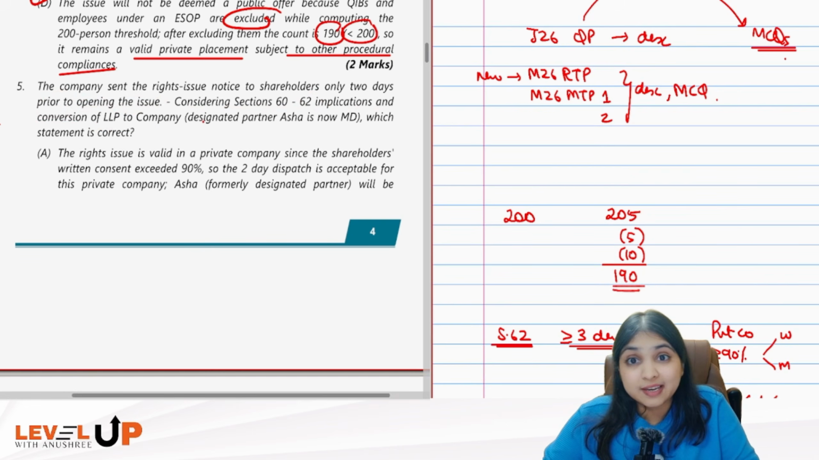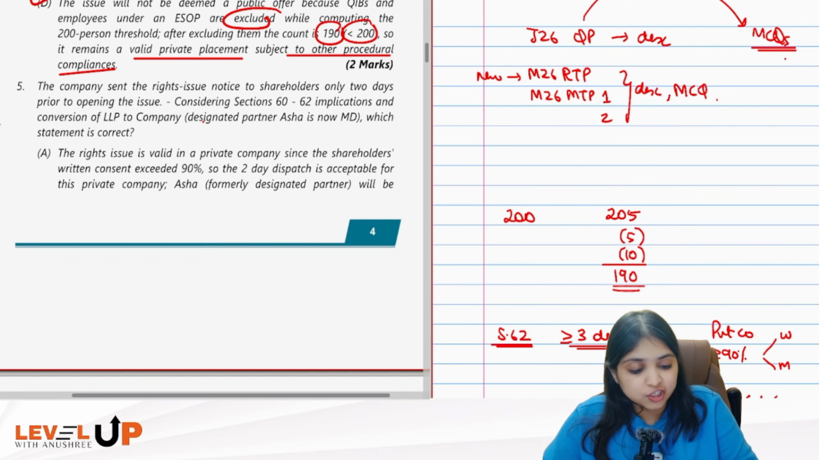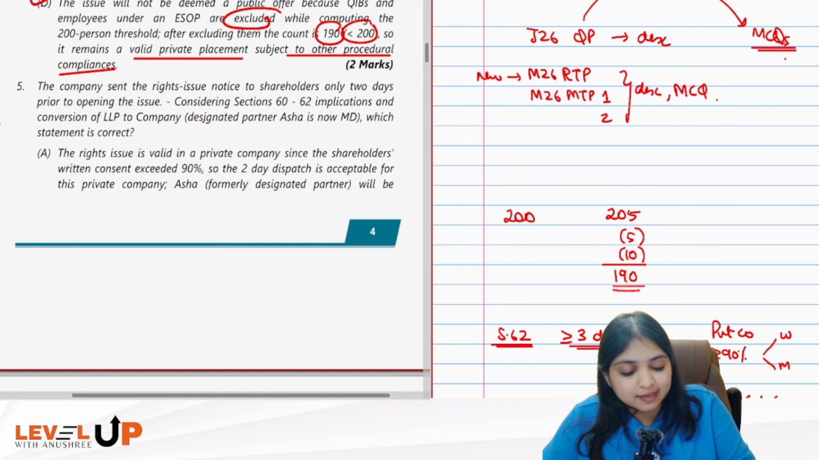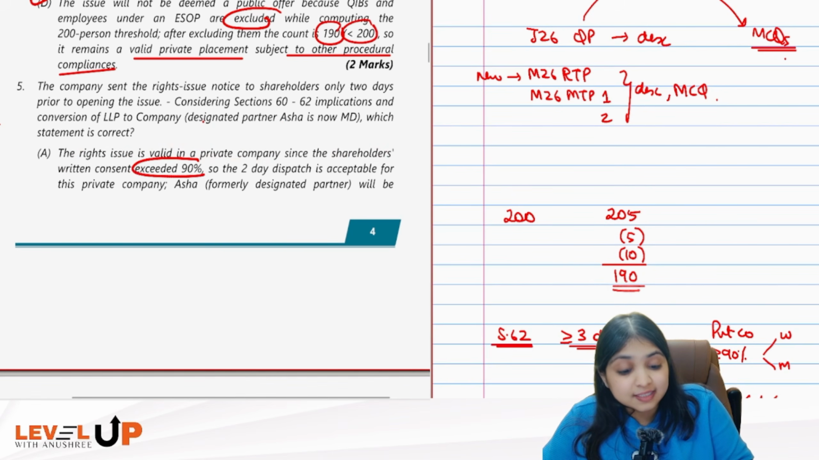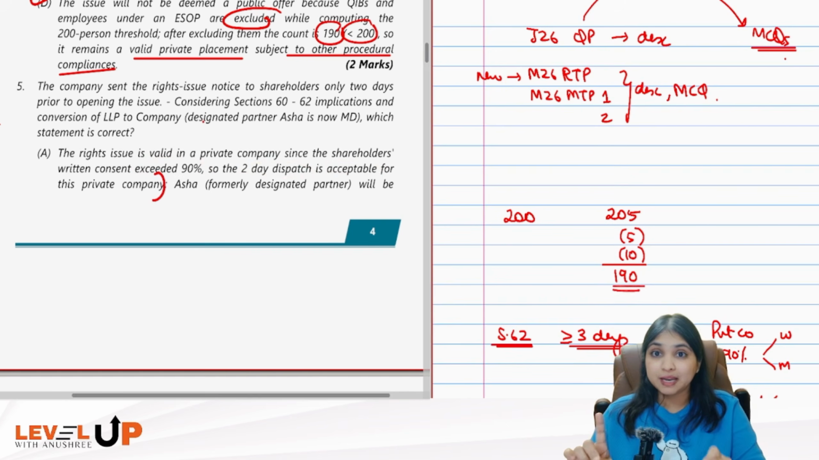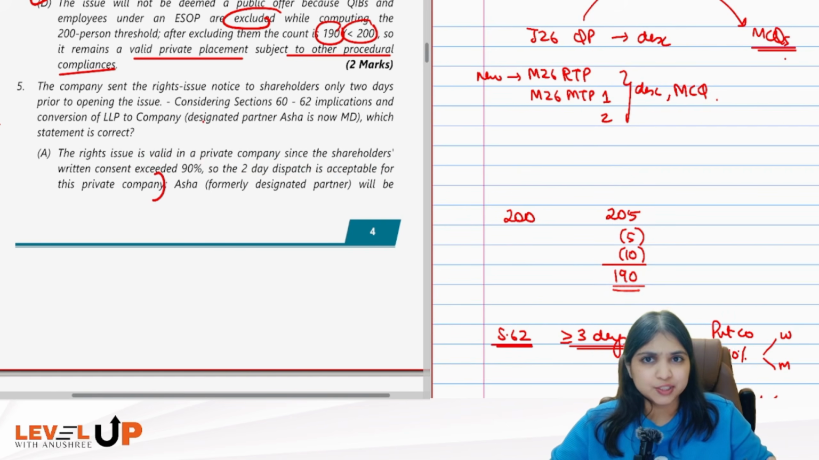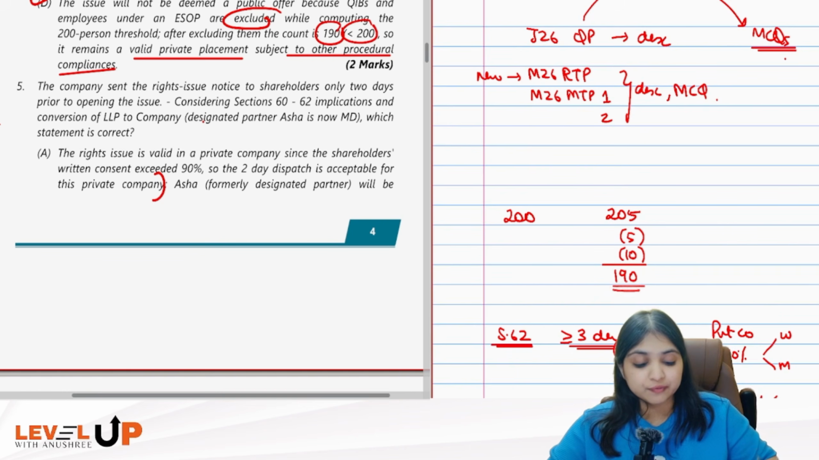Remember, it was an LLP earlier, which later got converted into a company. Asha was designated partner earlier. She is now the managing director. Which statement is correct? The rights issue is valid in a private company since the shareholders' written consent exceeded 90%. So, the 2-day dispatch is acceptable for a private company. Correct, guys? It's a private company. It is a shorter notice, but we have the consent of at least 90% of the members. So, therefore, the rights issue is perfectly valid.